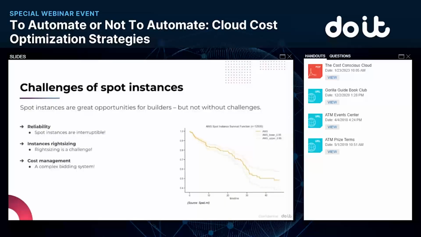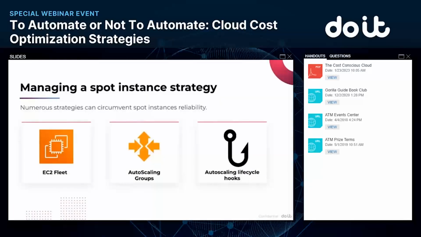The third drawback would be cost management. So as said, you get a discount, but you'll have to bid in order to request and get an instance when using a spot instance. So this can be complex to manage, and it will be outside of your core business as a builder.